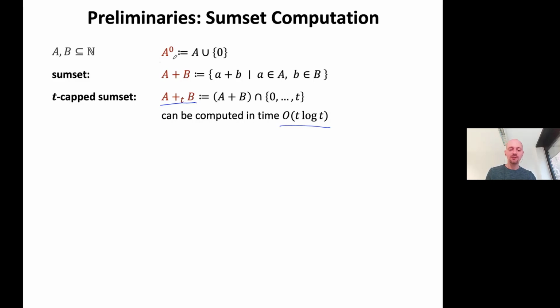I will also use this A0 notation, by just adding 0. It's also motivated for subset sum because you always have the empty set. So you can always create subsets that sum to 0.